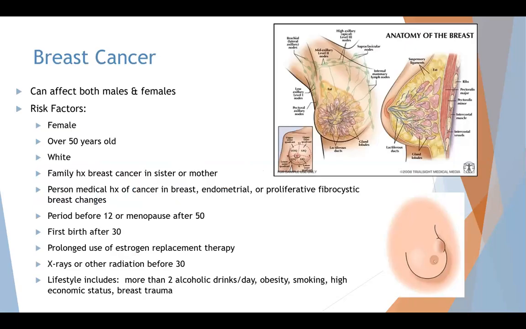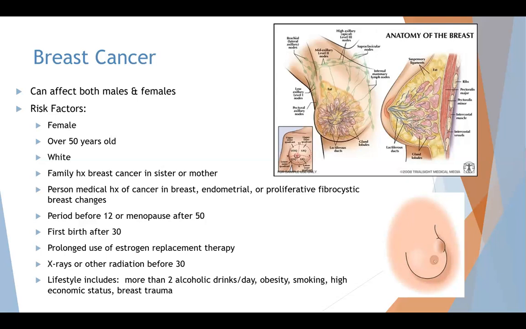The first disorder we're going to talk about is breast cancer. Now, breast cancer, as you can read here, affects both males and females. Overwhelmingly, 99% of cases are in females. So some risk factors: being female, over the age of 50, being white or Caucasian, having a family history of breast cancer, especially in the sister or mother.